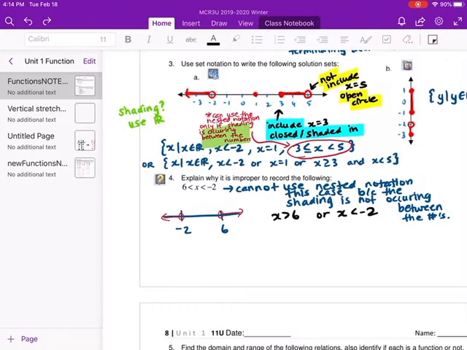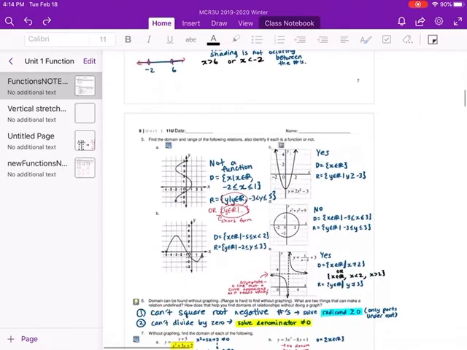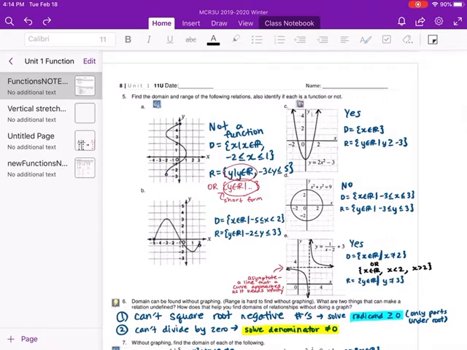So I want to write it separately and say x is less than -2, or x is larger than 6. I have two different scenarios, and it's not a situation where x is between -2 and 6. The arrows are facing the other way. All right, that's number 4. For question 5, it says to indicate whether it's a function or not, and then write the domain and range.